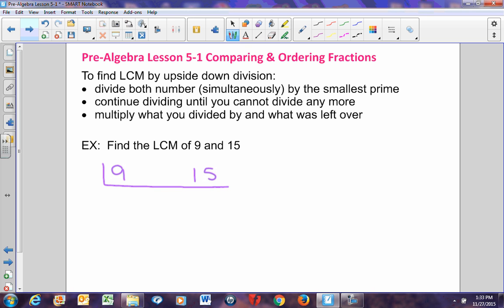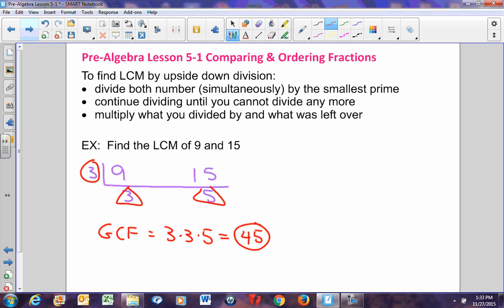2 is the smallest prime number, but it won't divide evenly. So then 3 will. 3 goes into 9 3 times, 3 goes into 15 5 times. There is no number that divides evenly into both 3 and 5, so we can't divide any further. Now we multiply what we divided by what was left over. In this case, the 3 is what we divided, and the 3 and the 5 is what was left over, so the least common multiple is 3 times 3 times 5. And 9 times 5 is 45. So the least common multiple between 9 and 15 is 45.